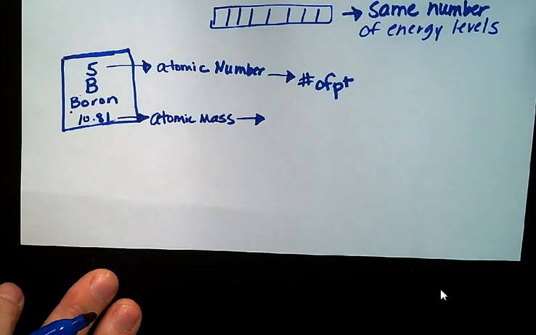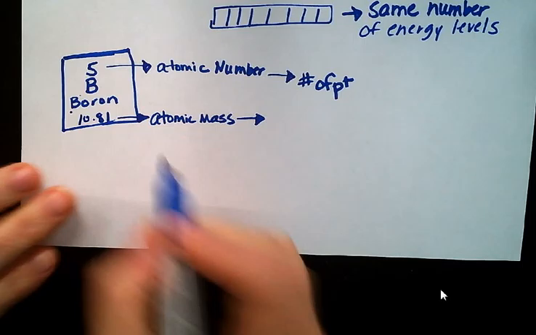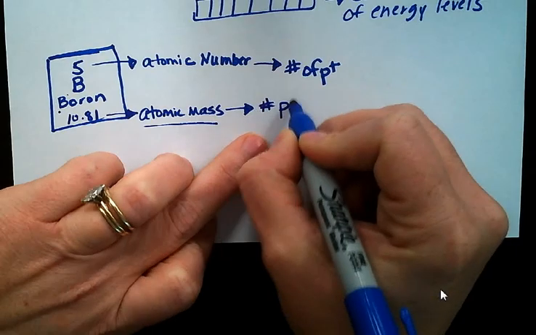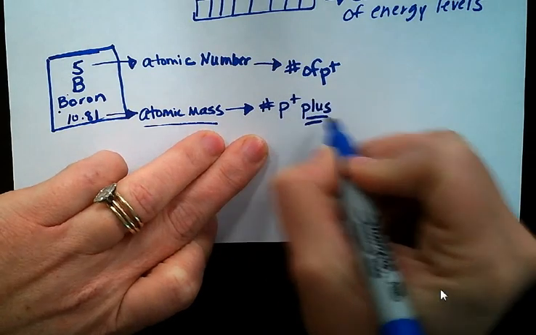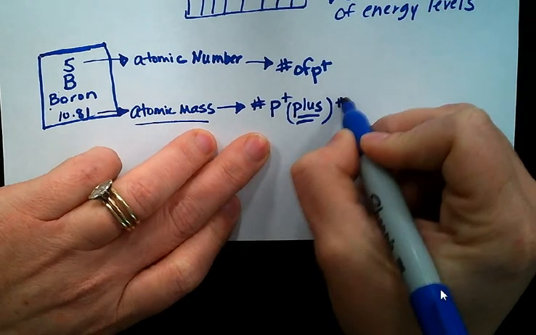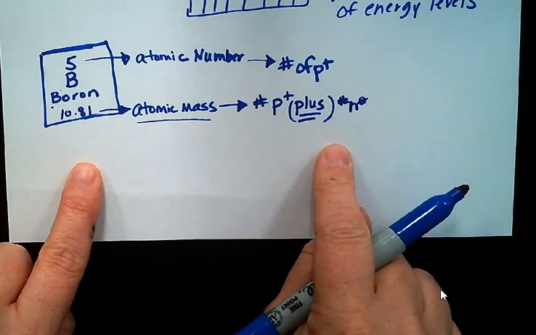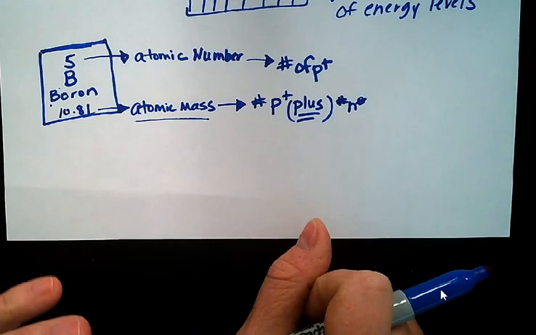If you're looking at neutrons, an atom can exist with different numbers of neutrons. If something has a different number of neutrons, it's called an isotope, and we'll get to that. But right here, this atomic mass is the number of protons plus, added to the number of neutrons, because that mass comes from that nucleus. Those are the two heavy things in the nucleus, the protons and the neutrons, and that's where the mass comes from.